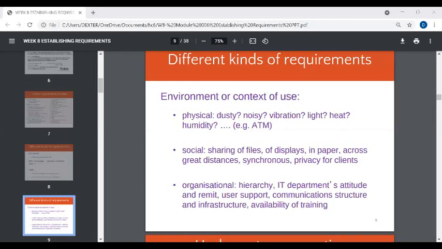So finally, the technical environment will need to be established. So for example, what technologies will the product run on or need to be compatible with, and what technological limitations might be relevant?